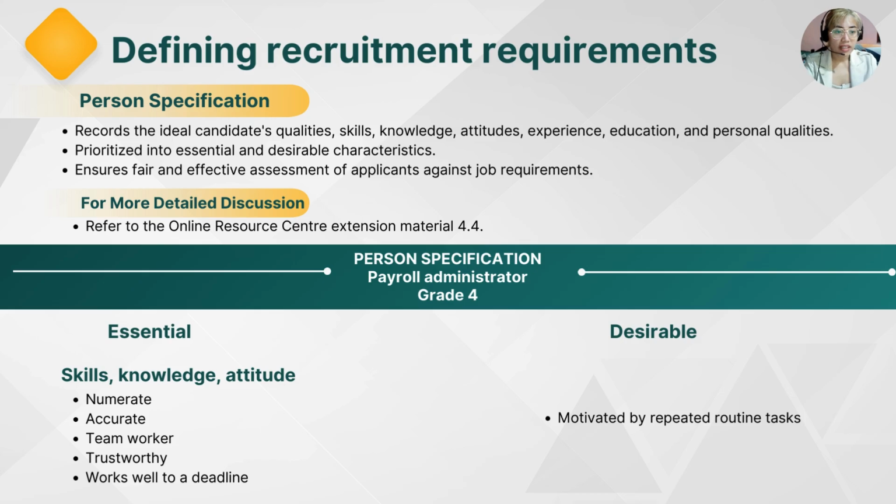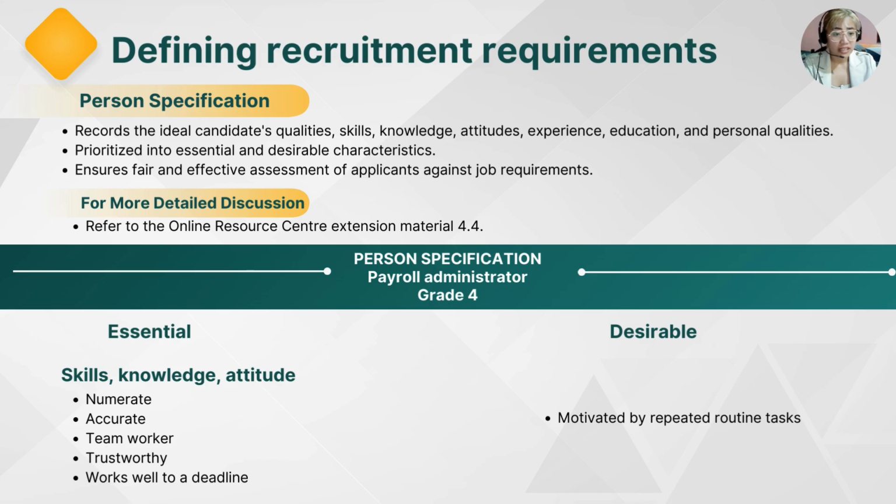So, defining recruitment requirements: person specification. It records the ideal candidate's qualities, skills, knowledge, attitudes, experience, education, and personal qualities, and prioritizes them into essential and desirable characteristics, and ensures fair and effective assessment of applicants against job requirements. So we have here a person specification, payroll administrator grade 4. It's like a flow chart. So we have here essential.